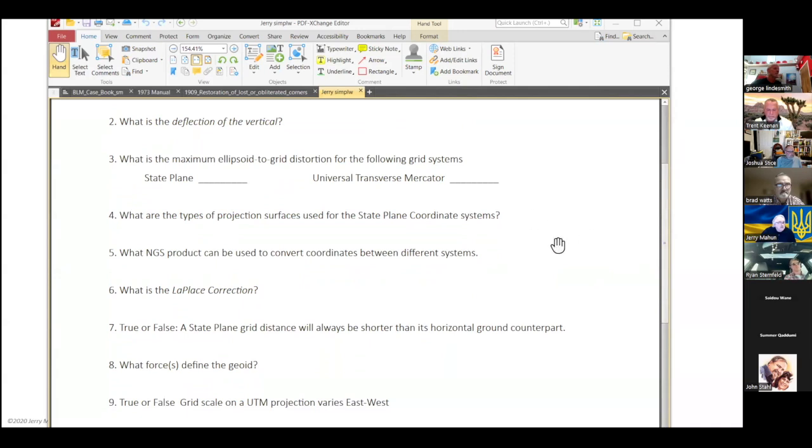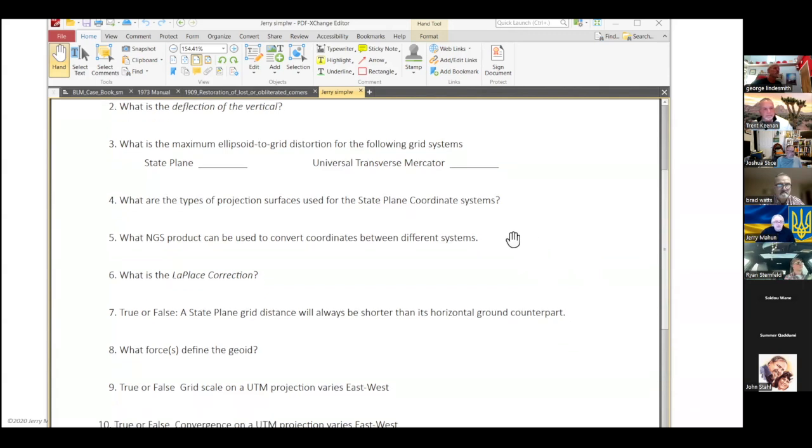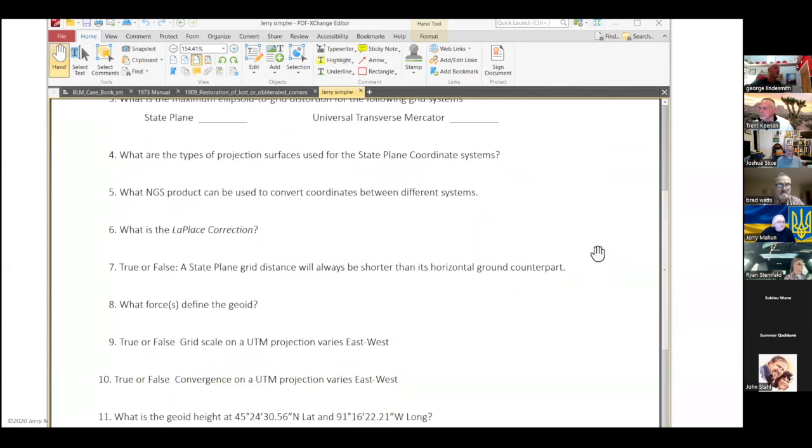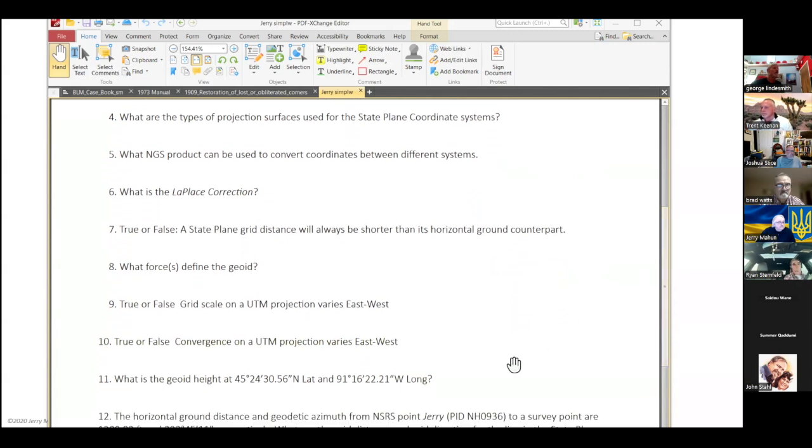What NGS product can be used to convert coordinates between different systems? NCAT. NCAT, okay, which if I remember quick stands for NGS Coordinate Conversion and Transformation, I think is what the acronym stands for. What is the Laplace correction? It was the last thing I talked about. Angle between what and what? From geodetic to astronomic north. Yeah, geodetic north and astronomic north are the correction that you apply because of what it says in the 2009 manual about how true meridians were measured.